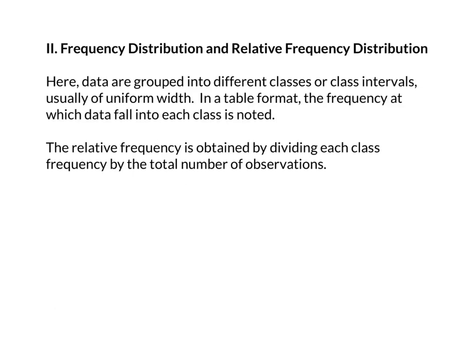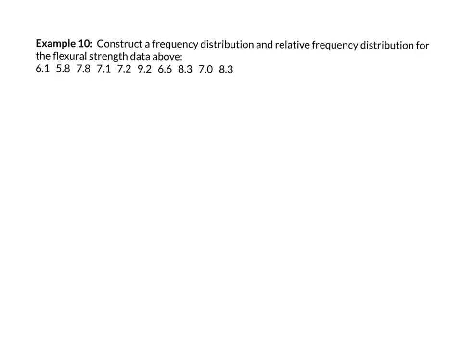The second display is the frequency distribution and relative frequency distribution. Here, data are grouped into different classes or class intervals, usually of uniform width. In table format, the frequency at which the data fall into each class is noted. Then the relative frequency is obtained by dividing each class frequency by the total number of observations. And we'll take a look at an example next. Let's take a look at an example. Construct a frequency distribution and relative frequency distribution for the flexural strength data above.